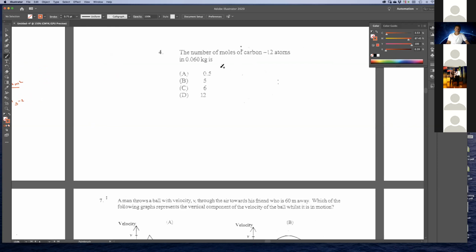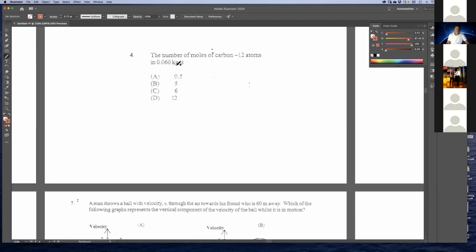In this one, we want to find the number of moles in 0.060 kilogram. But we know that because it's carbon 12, 1 mole is contained in 12 grams. Grams is the operative term, so we should convert this to grams. This 0.06 kilograms is 60 grams.